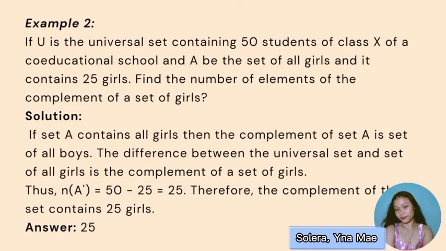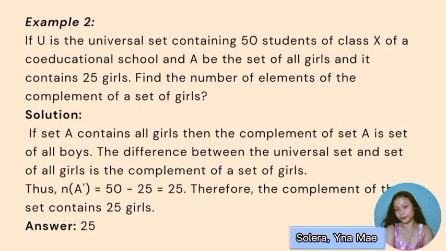Example 2. If U is the universal set containing 50 students of class X of a coeducational school, and A is the set of all girls and it contains 25 girls, find the number of elements of the complement of the set of girls. Solution. If set A contains all girls, then the complement of set A is the set of all boys. The difference between the universal set and the set of all girls is the complement of the set of girls. Thus, the number of elements of A prime is equal to 50 minus 25, which is equal to 25. Therefore, the complement of the set contains 25 boys.